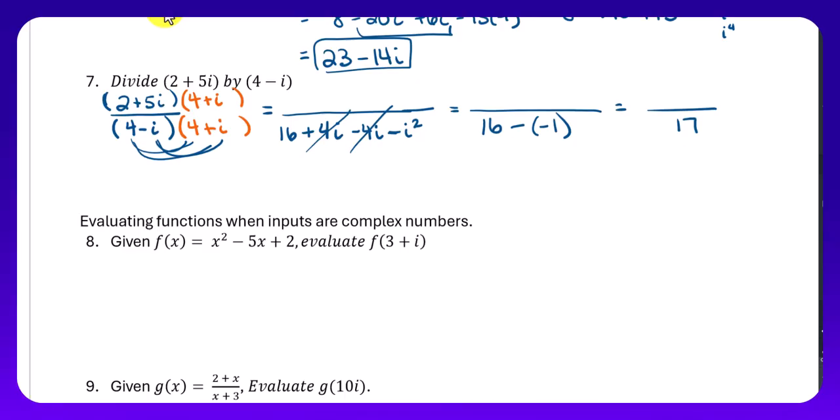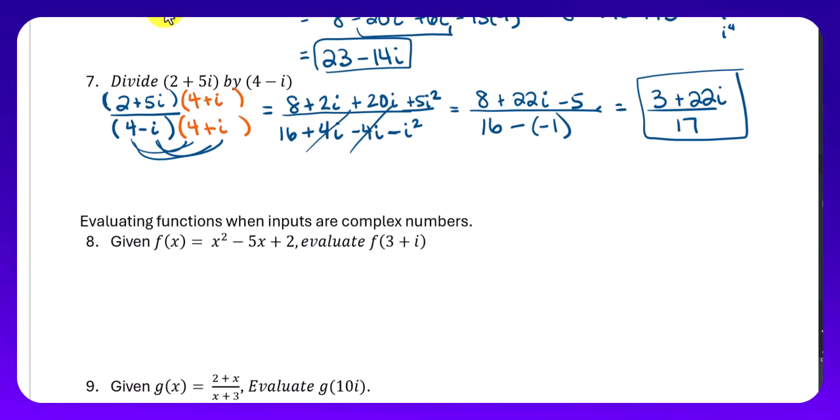Okay, then the top, we'll clean up the top here. Distribute the 2: 8 plus 2i. Distribute the 5i: plus 20i, plus 5i squared. This will turn into 8 plus 22i plus 5 times a negative 1. So that really is going to turn that into a negative 5. So in the end, in the numerator, we have 3 plus 22i.